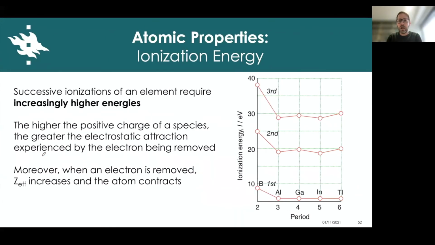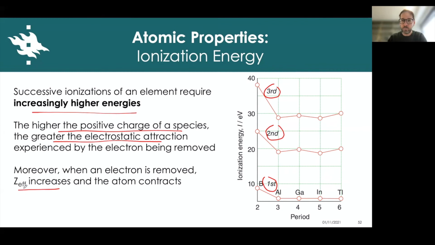All right, so if we compare the first, second, and third ionization energies, the successive ionizations of an element require increasingly higher energies. This is because, for example, when we perform the first ionization of the element, the element becomes a cation, so it has a positive charge, and the higher the positive charge of a species, the greater is the electrostatic attraction experienced by the outermost electron. Therefore, this also leads to the electron being more strongly attracted to the nucleus.